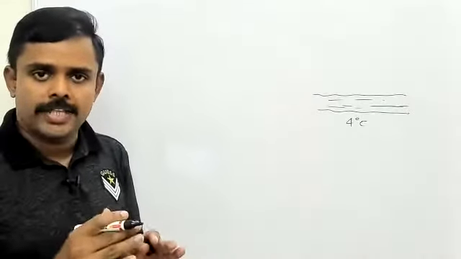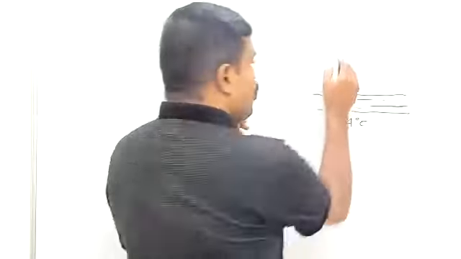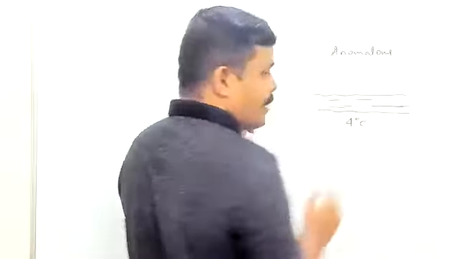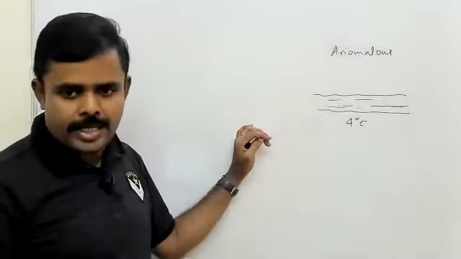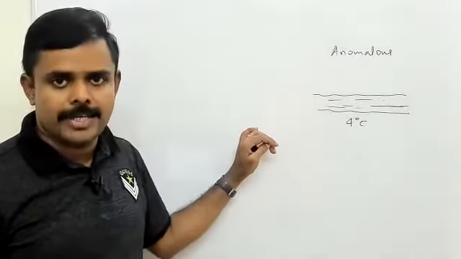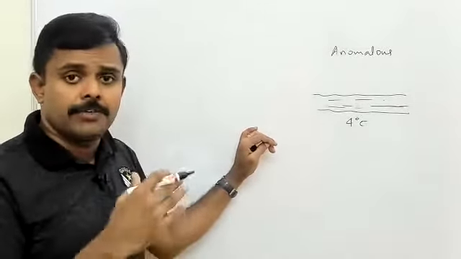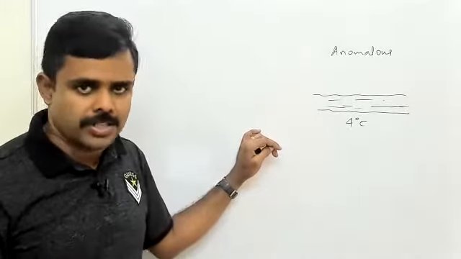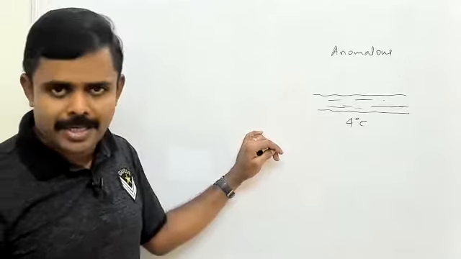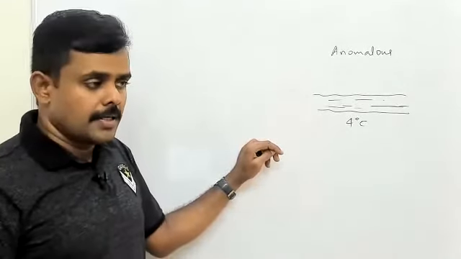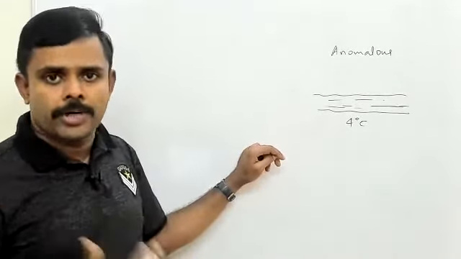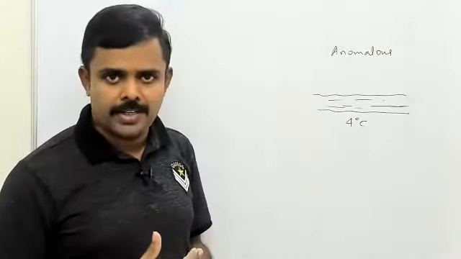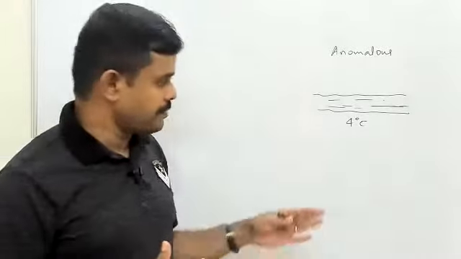For the moment, just know that there is something called anomalous expansion of water. Anomalous means some sort of an anomaly, a discrepancy. Water behaves in a different way compared to other substances when it comes to thermal expansion. In thermal expansion, substances expand upon heating, but water behaves differently. Water has a different behavior. We'll see that in the next session.